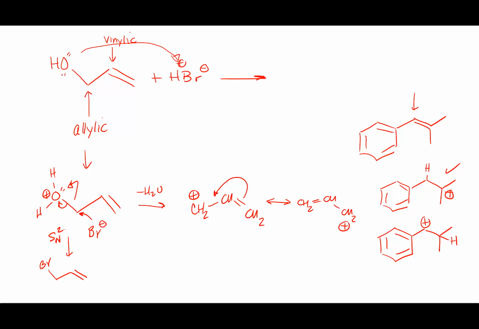Neither of those. The real structure is the resonance hybrid. So I would write the resonance hybrid for this intermediate. I would have a CH2 with a partial double bond to the CH, partially double bonded to the other CH2, and then each one of those carbons would be delta plus. And if you're not up on writing your resonance hybrids, you will be next week.